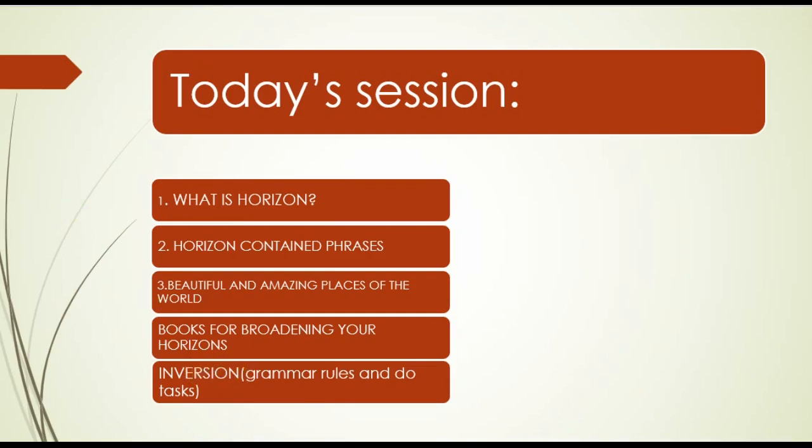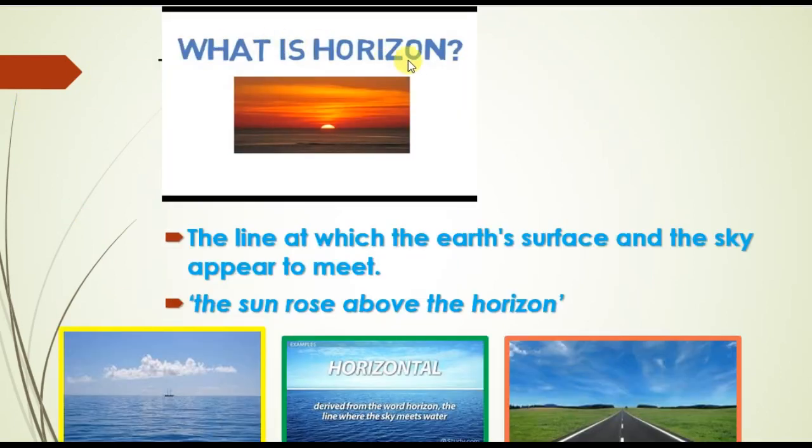Okay, let's begin. What is horizon? It's the line at which the Earth's surface and the sky appear to meet. Here, the Earth's surface and the sky meet. For example, the sun rose above the horizon. The sun is rising here above the horizon. Horizon is this line. Here also the horizon is this line.